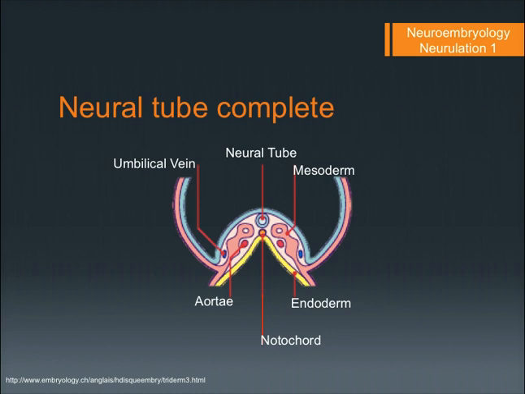We'll zoom back out, and we can see here that there have been some other changes while that was going on. There's now some vasculature, with the umbilical vein and the aorta both present. The notochord is still there, and the mesoderm has started to differentiate.